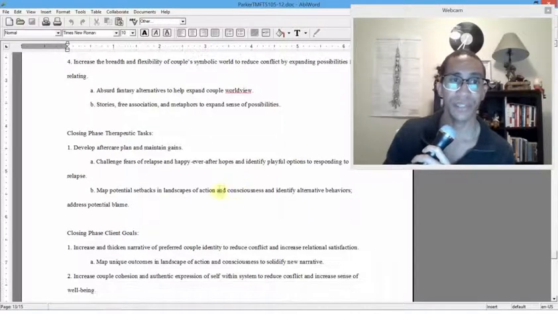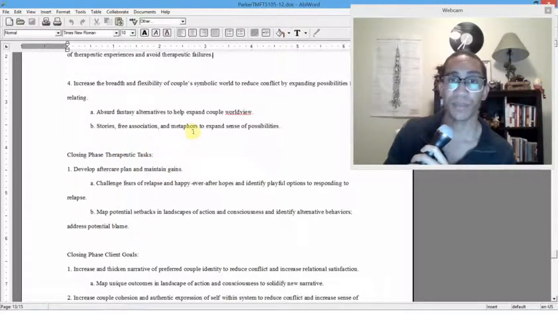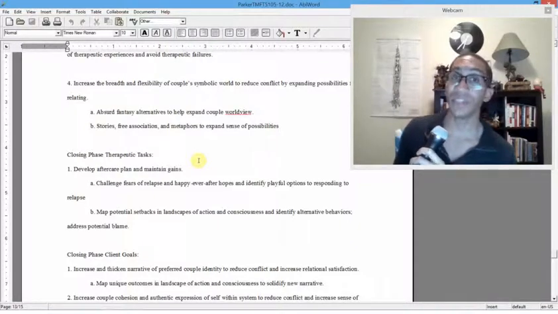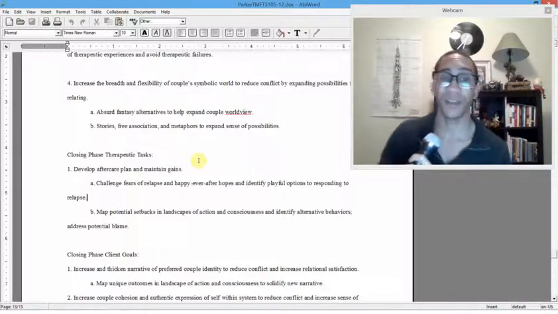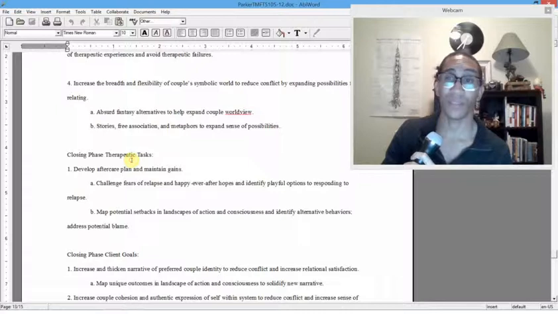Closing phase therapeutic tasks: develop an aftercare plan and maintain gains, address challenges and fears of relapse and happily-ever-after hopes, and identify playful options for responding to relapse. He's probably not going to be cured of schizophrenia. He might take medicine if he chooses to, if he's not a danger to anyone else, but he's probably going to be that way forever, so everyone should expect that. But we can make living with the disease a lot easier.